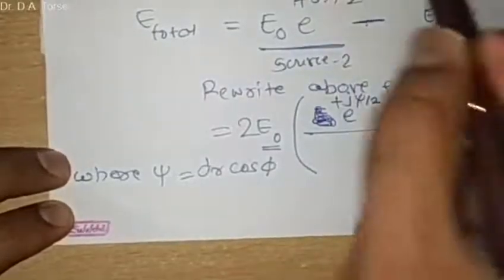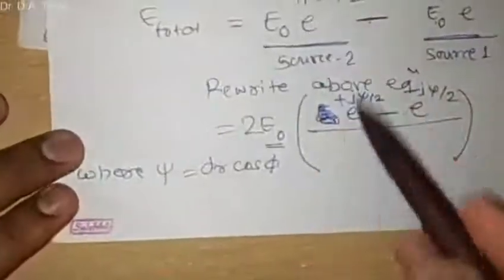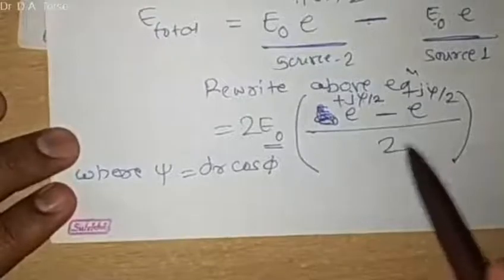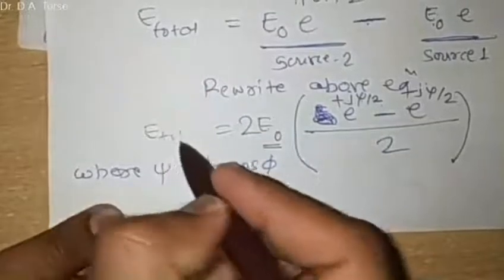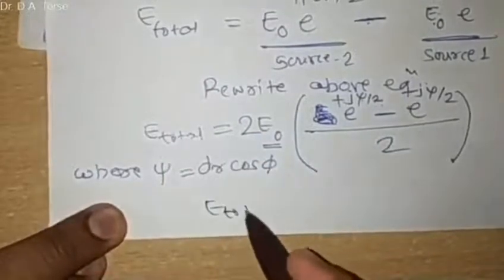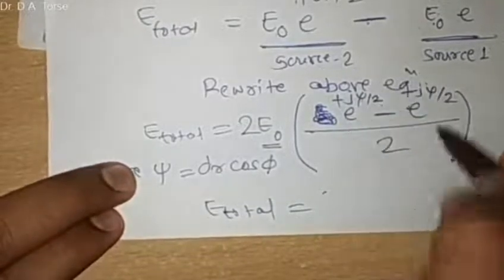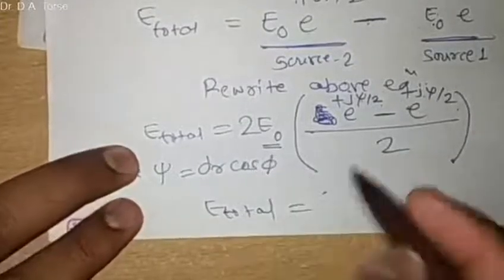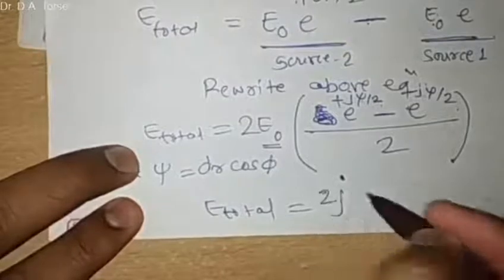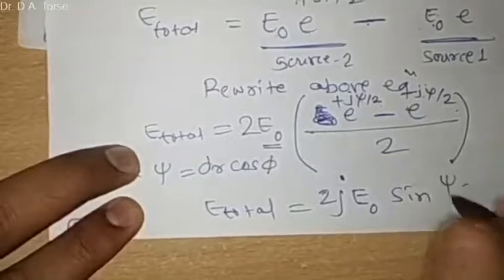We have written here psi by 2. Psi is dr cos phi. So let's write the trigonometric representation of this term in the bracket. So the total electric field, E total, will be now, this whole term is nothing but j sin psi by 2. So let's write that j term here, 2j E0 and sin psi by 2.